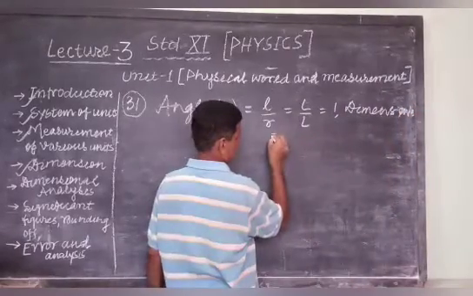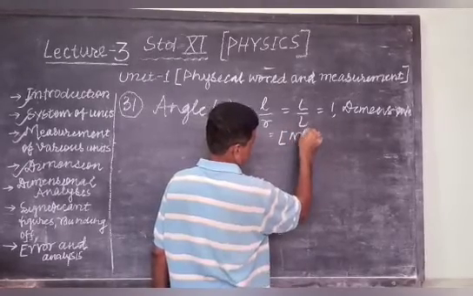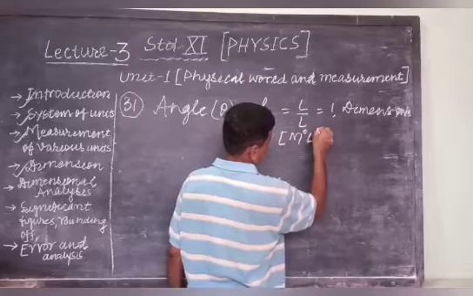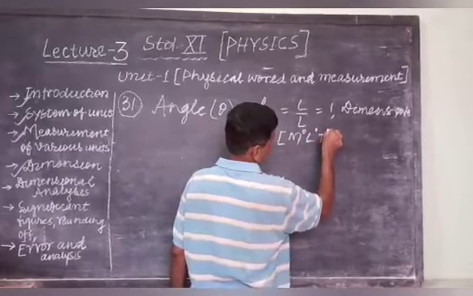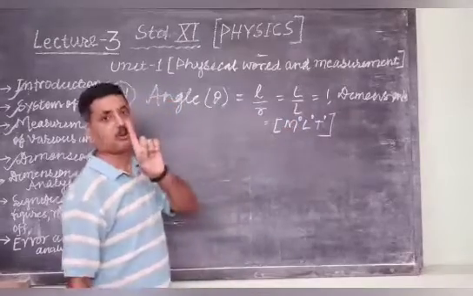Any dimensionless quantity can be written in this way: m to the power 0, L to the power 0, t to the power 0. Something to the power 0 is always equal to 1.